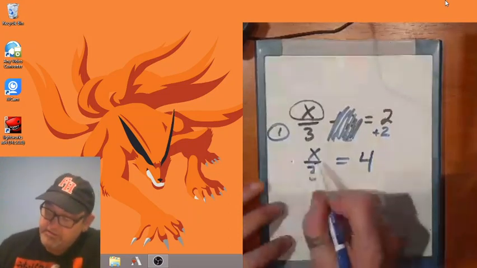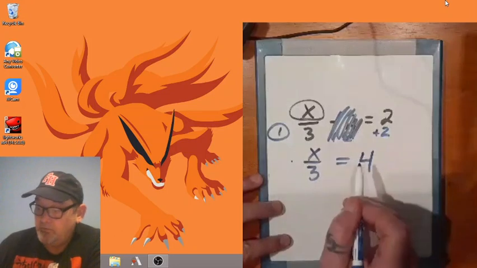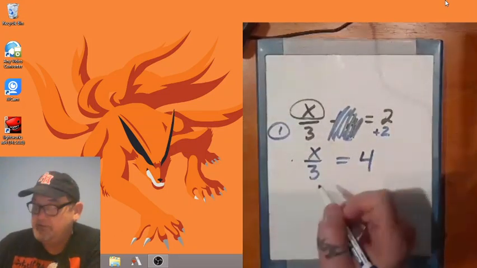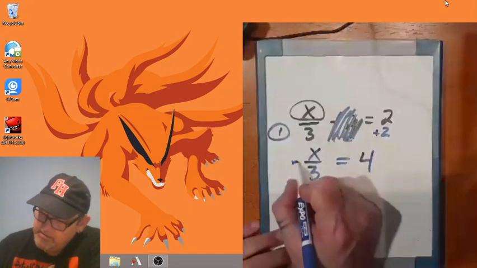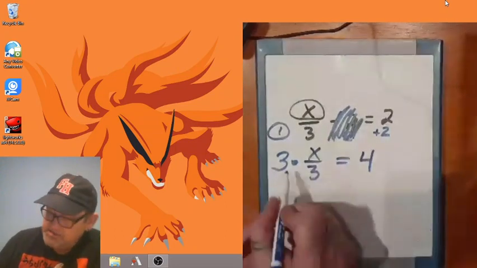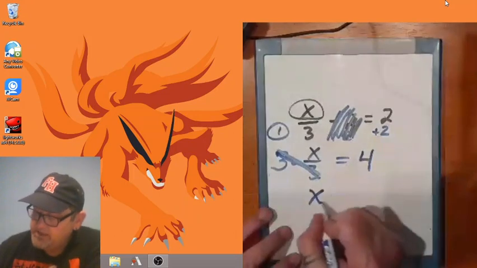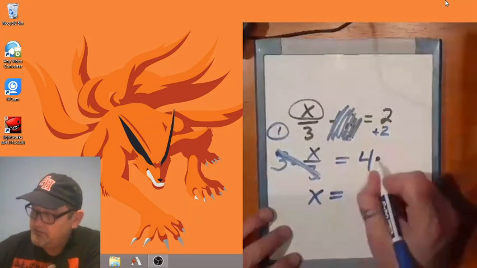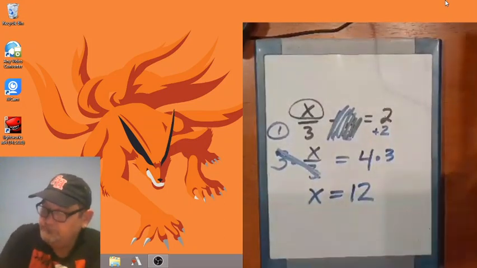Now I'm left with x divided by 3 equals 4. So I need to get rid of the divided by 3 part. So we do the opposite. What's the opposite of divided by 3? Times 3. So I'm going to multiply this times 3. What that does, it cancels out the 3's and leaves me with x. Now I do the same thing on the other side of the equal sign. 4 times 3 equals 12.